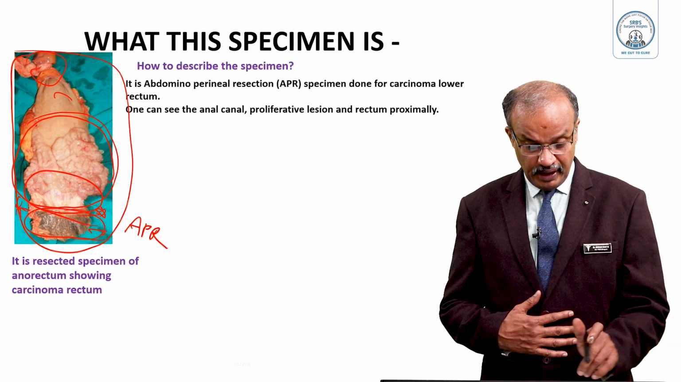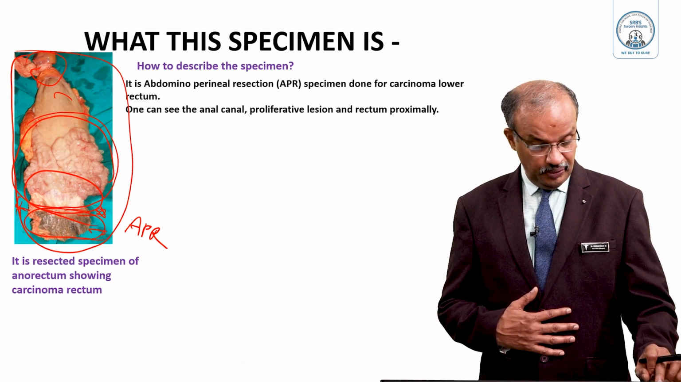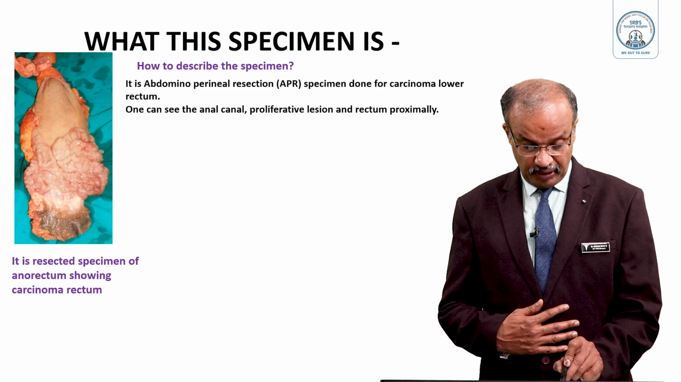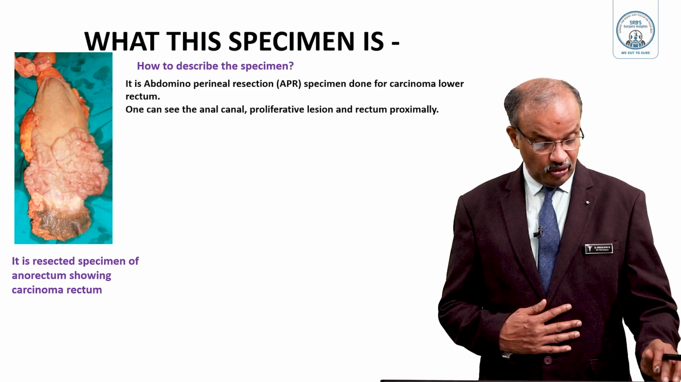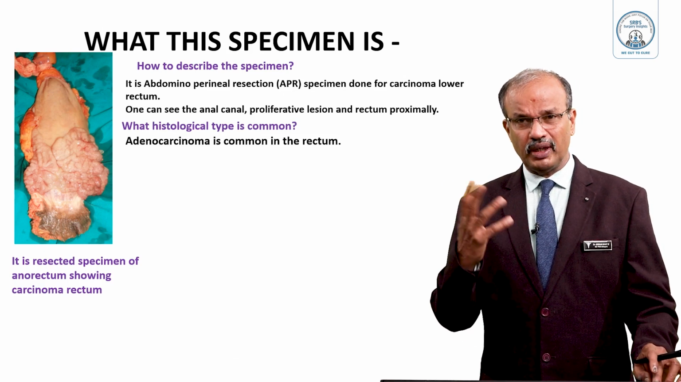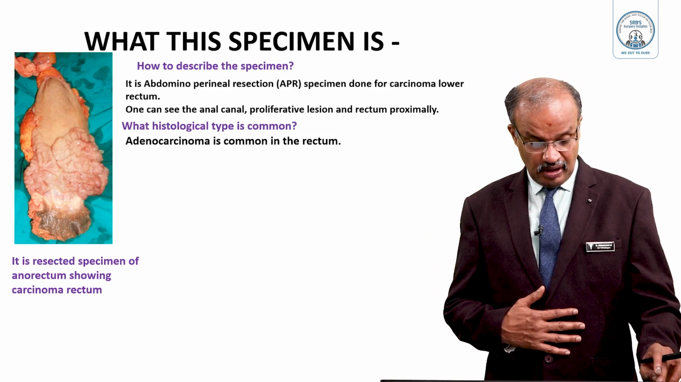How to describe the specimen? It is an abdominoperineal resection specimen done for carcinoma lower rectum. One can see the anal canal, perineum, and proximal rectum. Already I have discussed, histologically adenocarcinoma is the commonest type. Remember, sometimes squamous cell carcinoma can occur, and adenosquamous can occur.